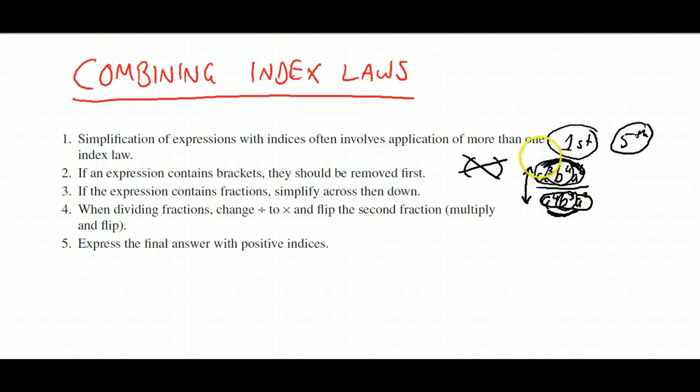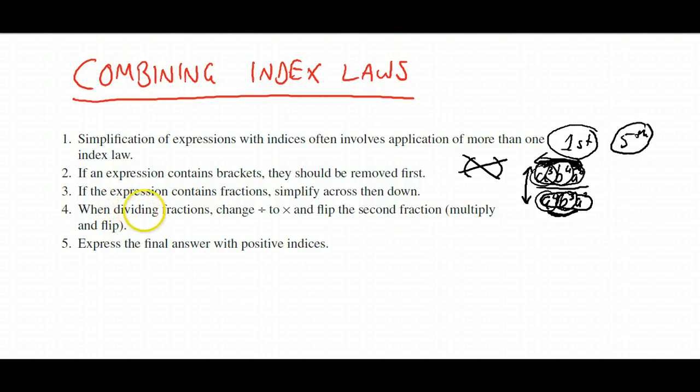So first go across, which means deal with whatever you've got on top and then deal with whatever you've got on bottom, and then you can do the division of the top by the bottom. Okay, so that's the third thing to remember.